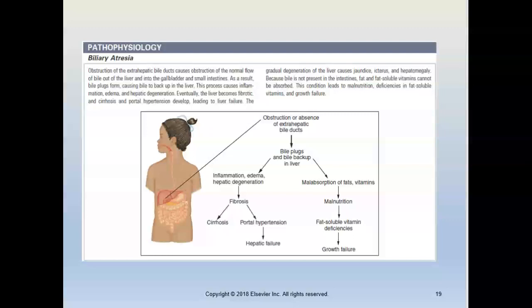The nurse plays a critical role by listening to parental concerns, providing information and support, and encouraging parents to participate in their child's daily care. The child and family should be prepared for the possible death of the child. Biliary atresia is a life-threatening condition, and some children succumb to the disease before liver transplantation can be performed.